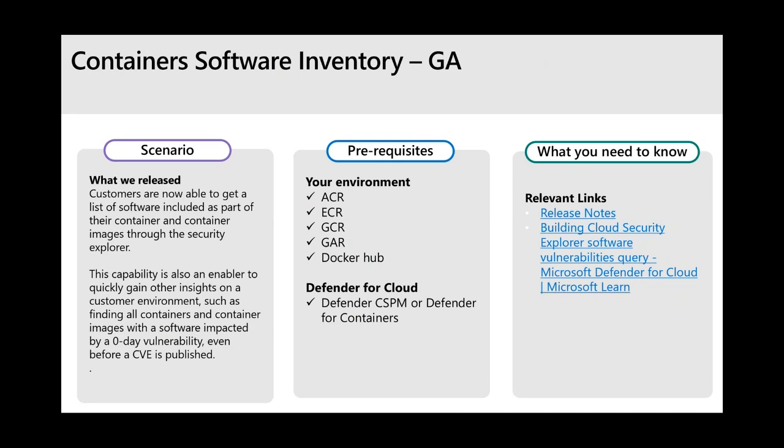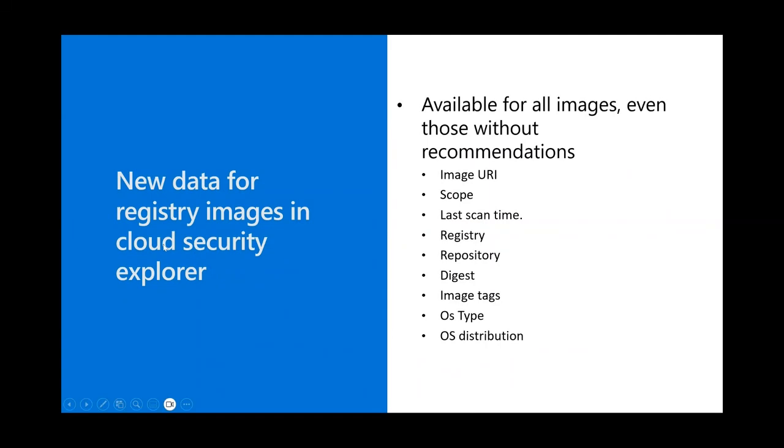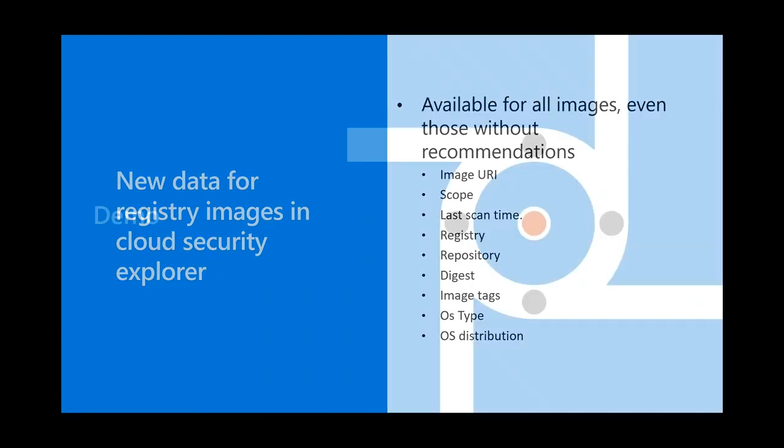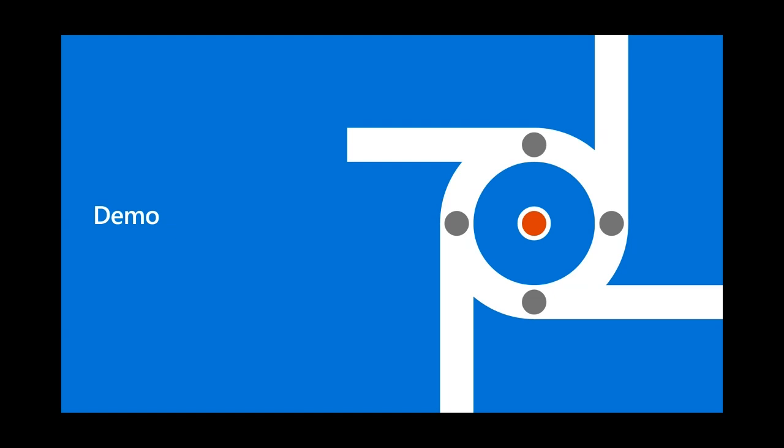Before we take a look at what this looks like in the Cloud Security Explorer, this is an idea of some of the new data that we've added for registry images. This is available for all images, even those that don't have recommendations. And then taking a closer look here at the portal.